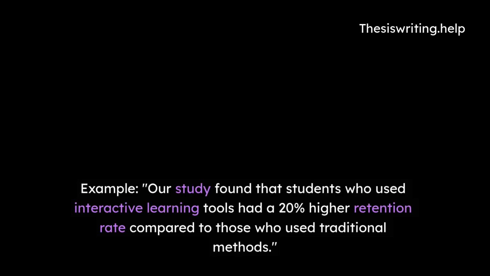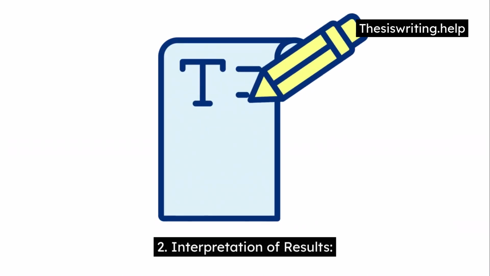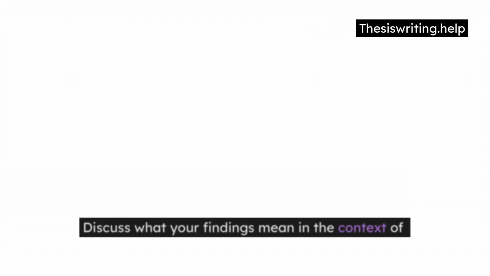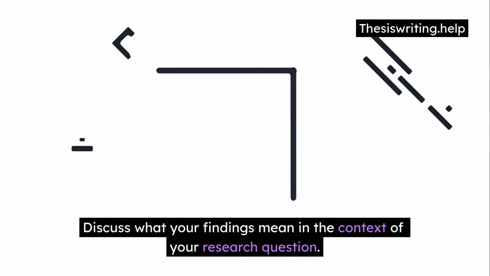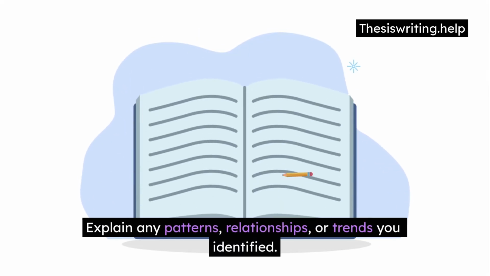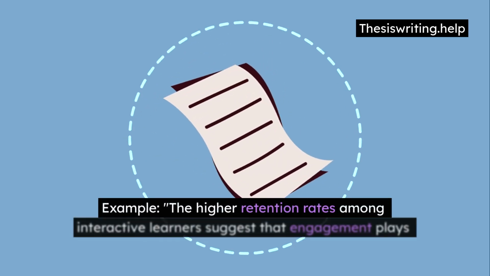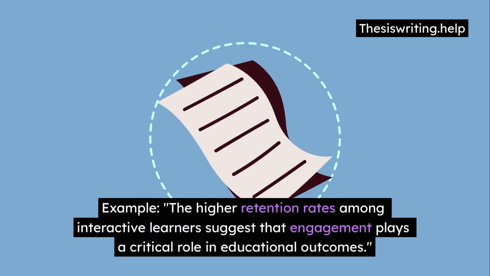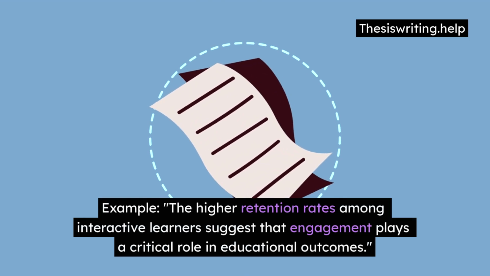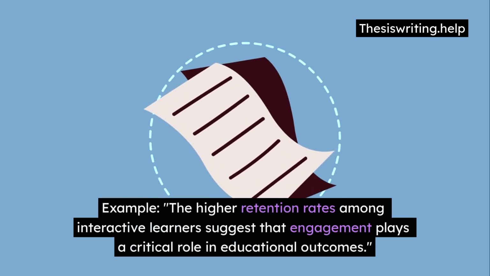who used traditional methods. 2. Interpretation of results. Discuss what your findings mean in the context of your research question. Explain any patterns, relationships, or trends you identified. Example: the higher retention rates among interactive learners suggest that engagement plays a critical role in educational outcomes.